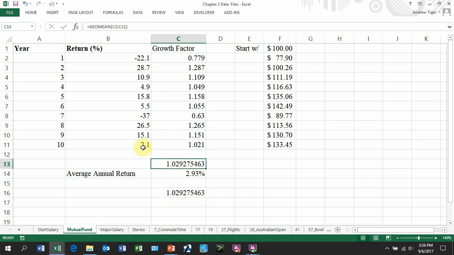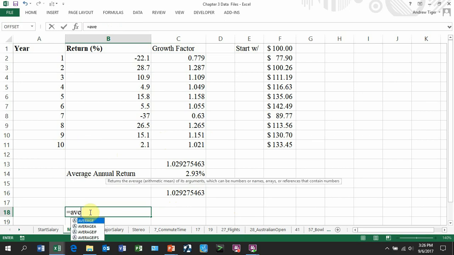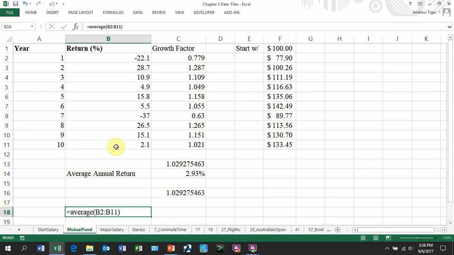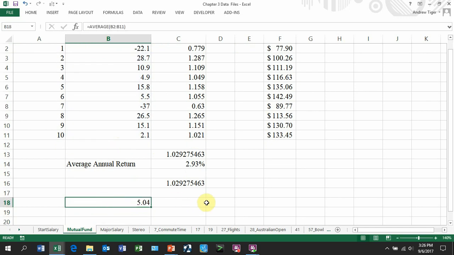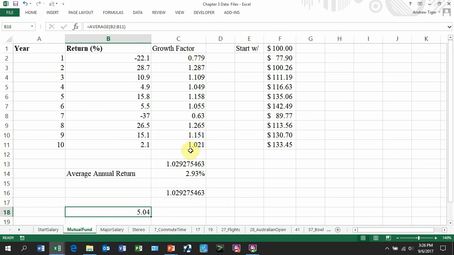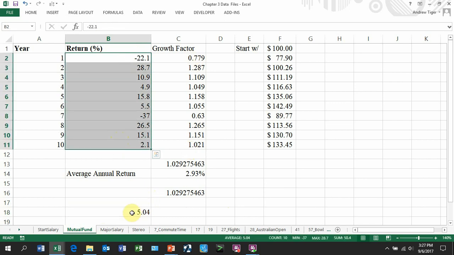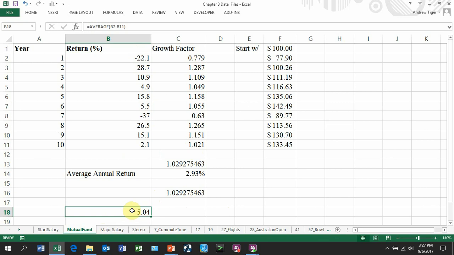Now that's different than if you used a basic average. The wrong way to do it is just to take the average of these and say, hey, I got a return of 5%. Well, that's not what you got. When you're talking about growth factors, you don't want to just take the average of those. That's misleading. It's wrong and it's misleading. When you've got growth factors, you want to use a geometric mean. And again, you don't use that very often, but I wanted to show you how to do that in Excel.